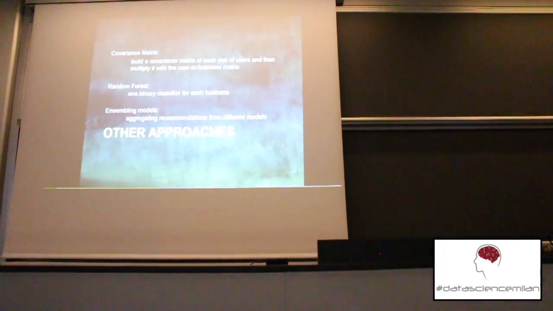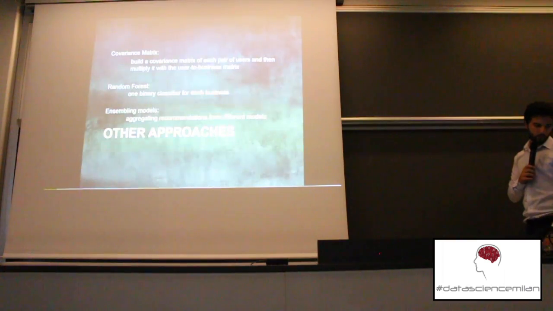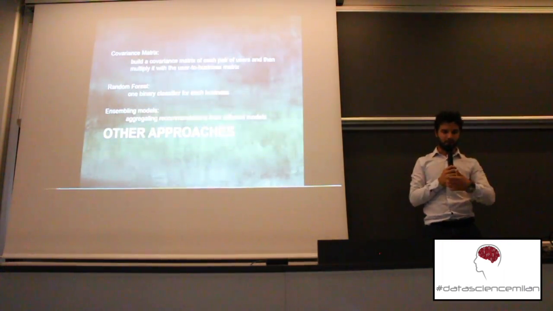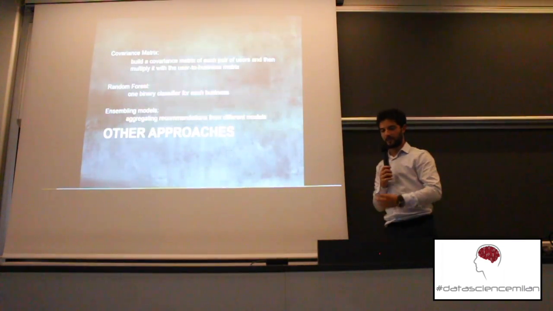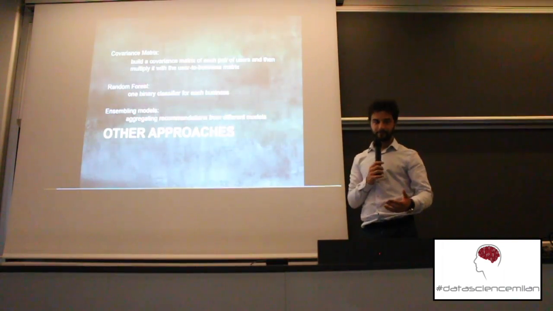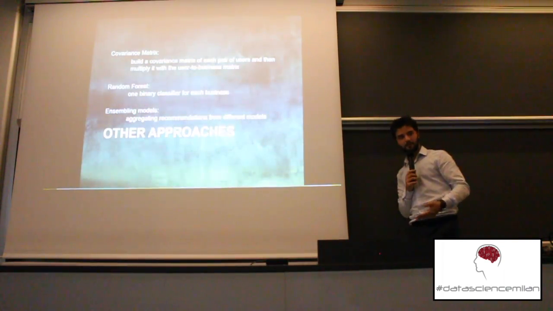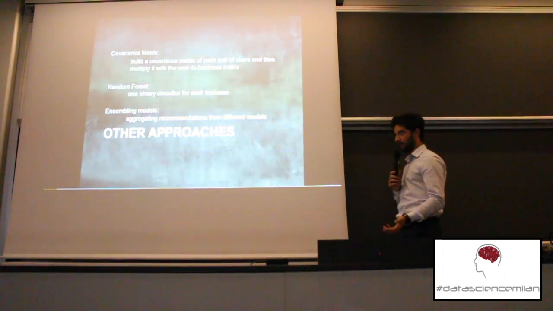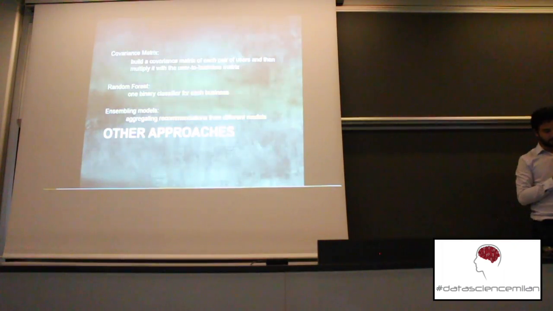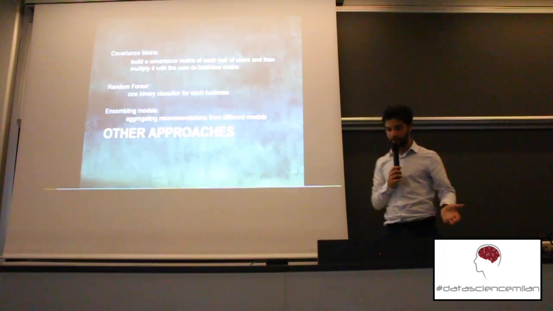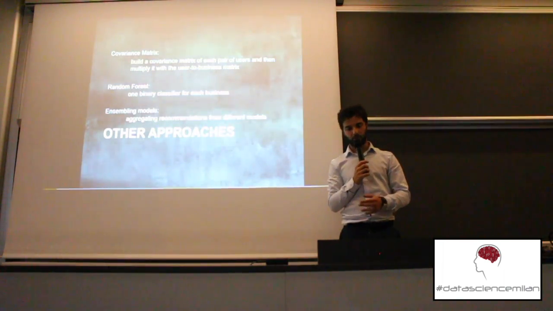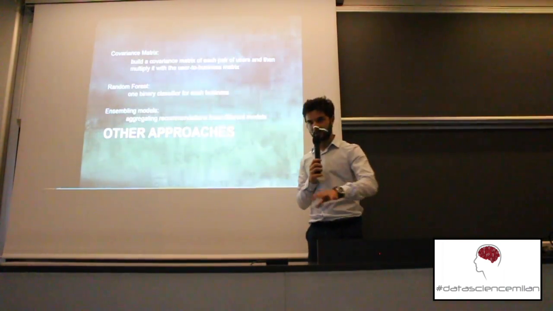Then we also tried other approaches. We tried building a covariance matrix, which represents pairs of users in terms of how much they have co-occurrences of patterns where they shop, and you can then make recommendations based on that. And we even tried to build random forests, hundreds of thousands of them, where for each single business you build a pattern classifier.